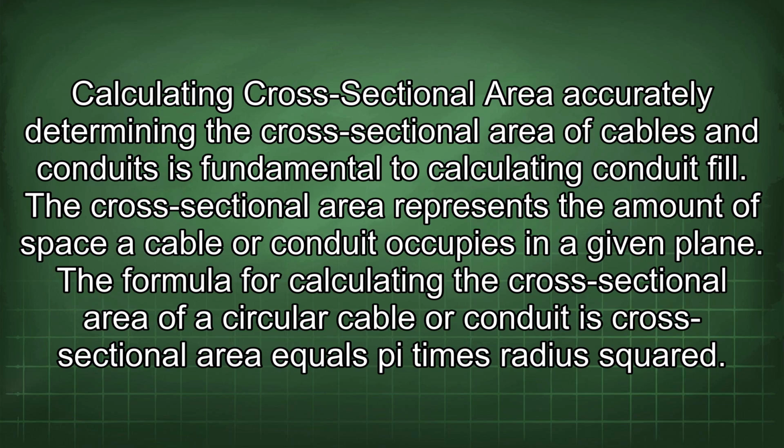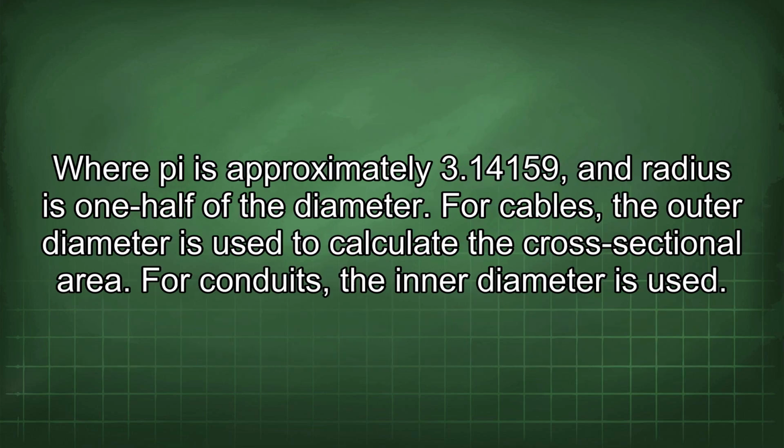Calculating cross-sectional area. Accurately determining the cross-sectional area of cables and conduits is fundamental to calculating conduit fill. The cross-sectional area represents the amount of space a cable or conduit occupies in a given plane. The formula for calculating the cross-sectional area of a circular cable or conduit is cross-sectional area equals pi times radius squared, where pi is approximately 3.14159 and radius is 1/2 of the diameter.